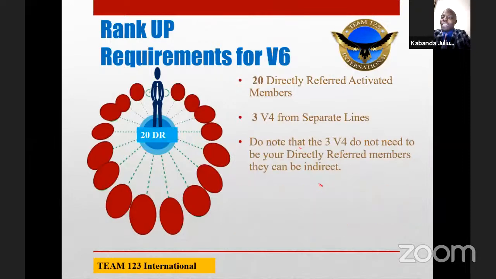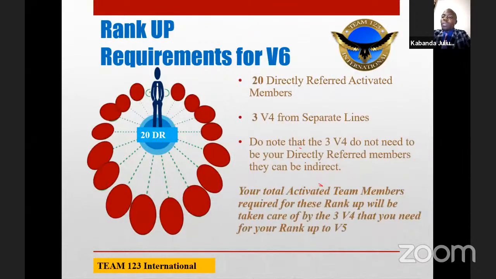And to become a V6, it is simple. On the 12, add on 8 to be 20. Have 3 V5s in your team, and these 3 V5s don't need to be your directs, and you automatically become a V6.